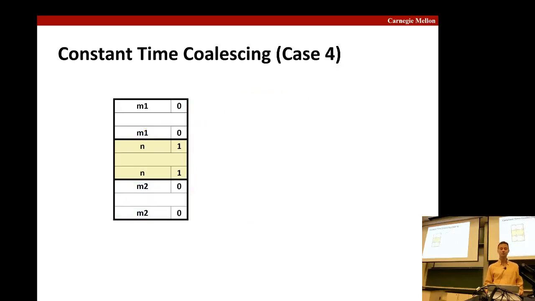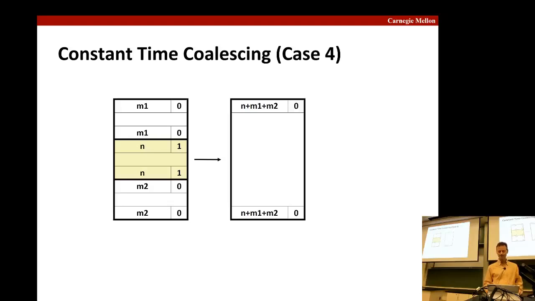And finally, in the case where neither of them is allocated, we just do both directions, and we end up getting n plus M1 plus M2, and unallocated. Okay, questions on that?